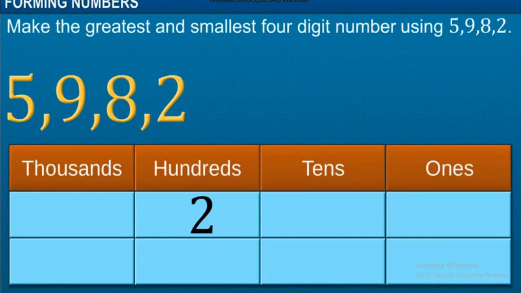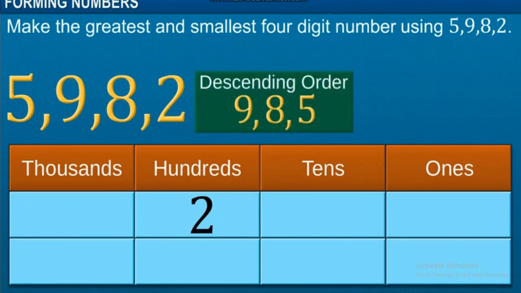Placing 2 in the hundreds place, the other digits must be arranged in descending order. The number formed is 9,285. It is the greatest four-digit number formed with 2 in its hundreds place.